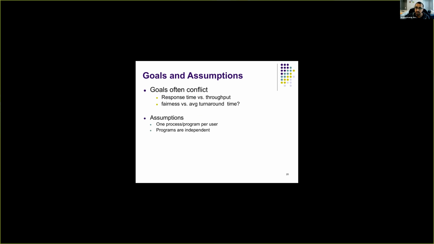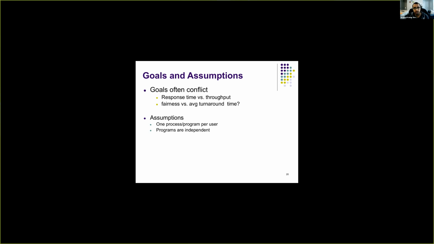Similarly, fairness and turnaround time are also conflicting. If you want to be fair, we may actually suffer in turnaround time, and vice versa. If we minimize the turnaround time, we may actually decrease fairness.